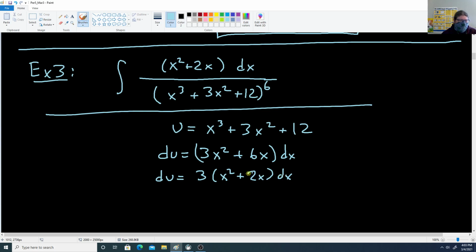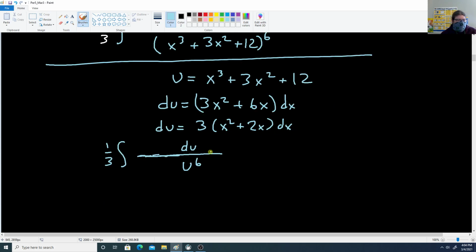Now it becomes a little more clear. I have the dx, I have the x squared plus 2x. I need a 3, so I'm going to put a 3 up there. If I put a 3 up there, that unbalances the equation, so I need to put a 1/3 out front to keep the effect balanced. So I have 1/3 integral of x cubed plus 3x squared plus 12. That is u, that's to the 6th power. So we'll have all that u to the 6th power. And then the top becomes 3 times x squared plus 2x dx. That is all the stand-in for du.